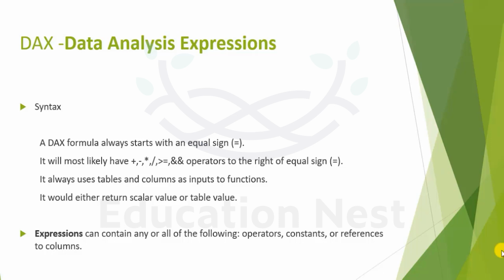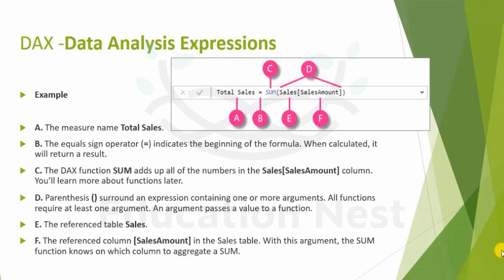Overall, whatever you write with the equal to sign is known as an expression. An expression can contain any or all of these operators, constants, or references to a column. When we say references to a column, that means if we want to duplicate a column or equate a column to the value of another column, at that time it is a reference to the column. So far so good. Let's see an example.